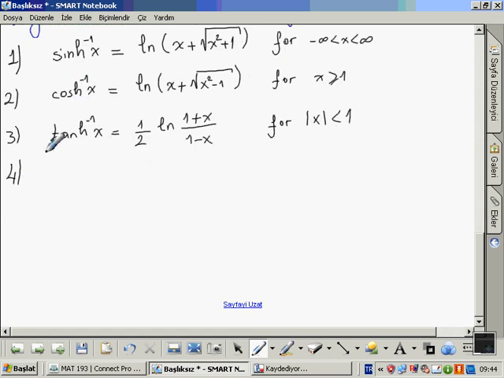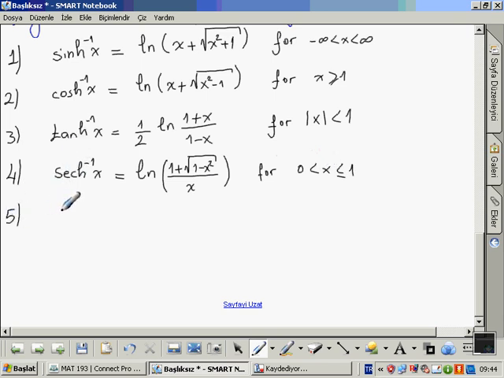And the fourth one, inverse sech x is equal to ln of (1 plus the square root of 1 minus x squared) over x, for 0 less than x less than or equal to 1.